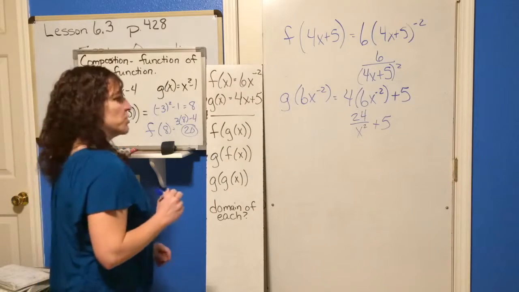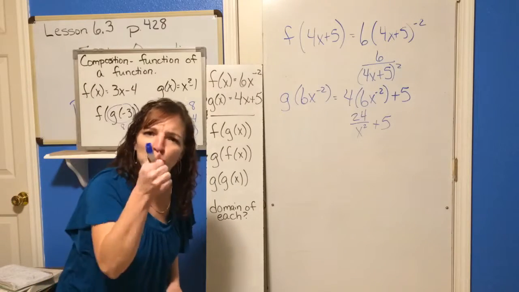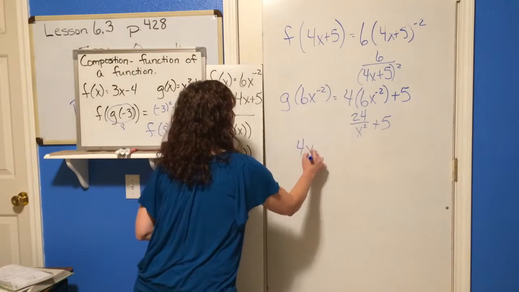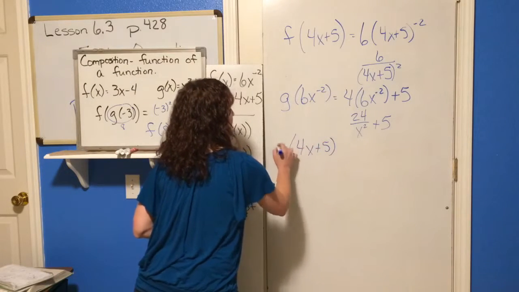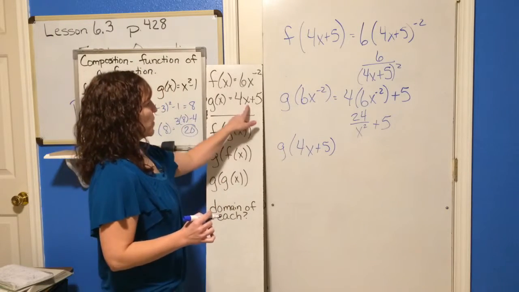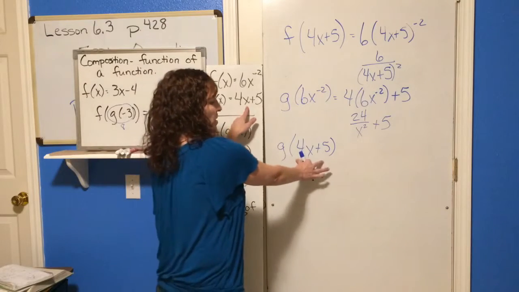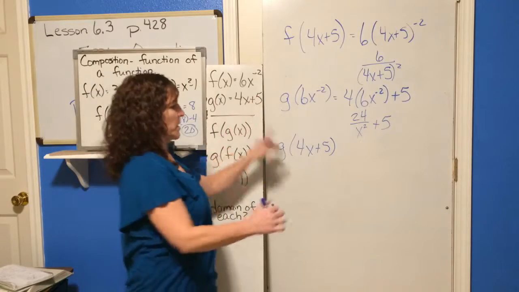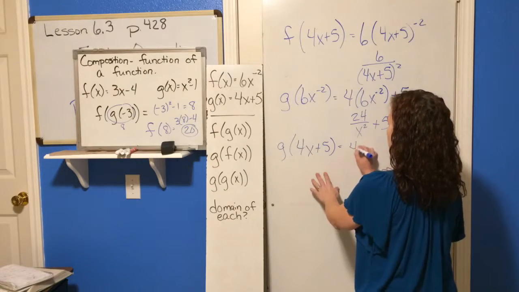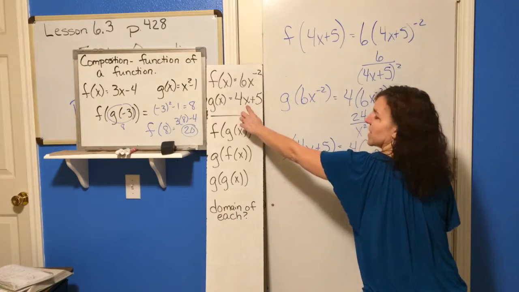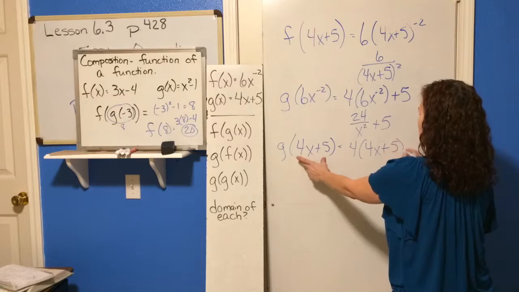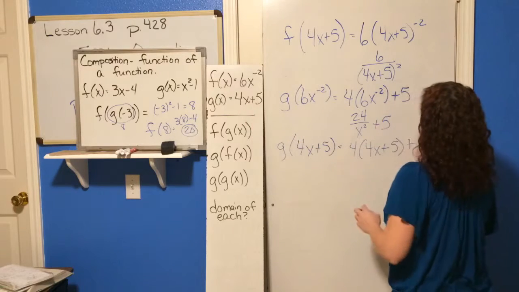See what you can do. Pause and come back. Did you do it? I hope so. Here we go. g of x is 4x plus 5. And so now you want g of 4x plus 5. So you're going to put the whole 4x plus 5 in for this x. Back and forth, back and forth. So now you're going to put in 4 times x, so times the 4x plus 5, because this is our x now, plus 5.